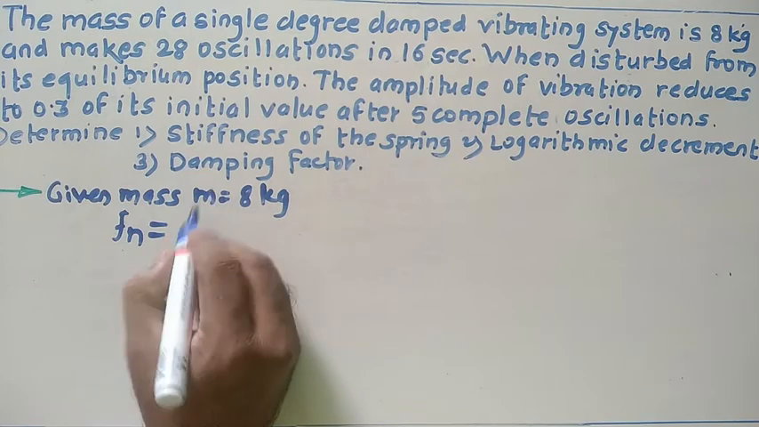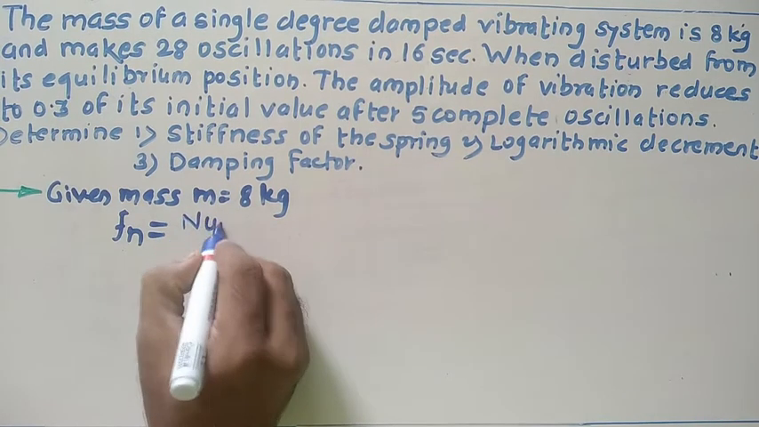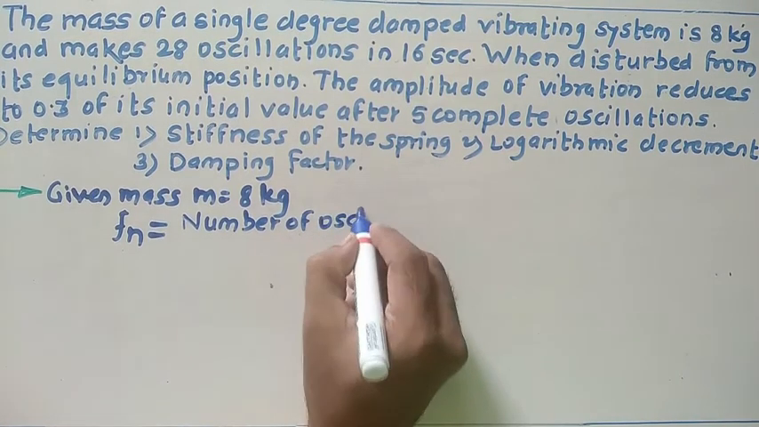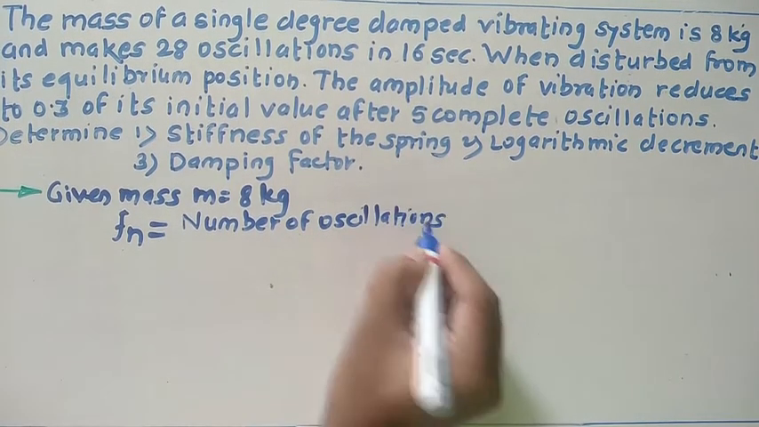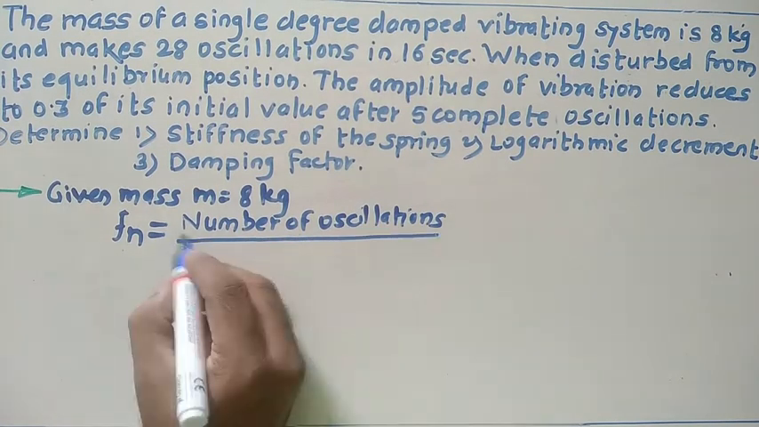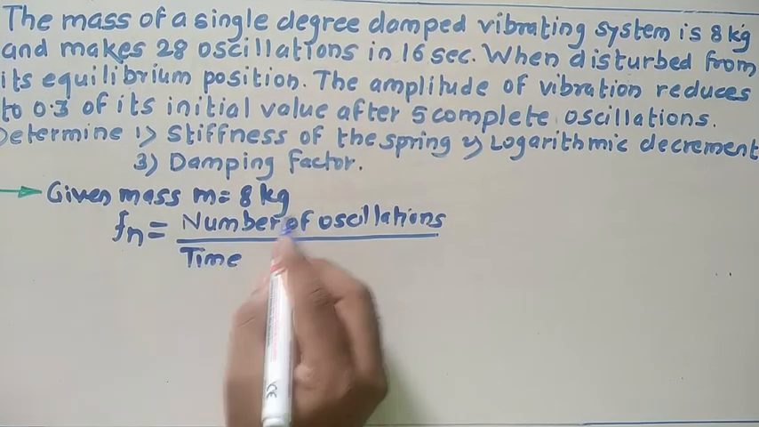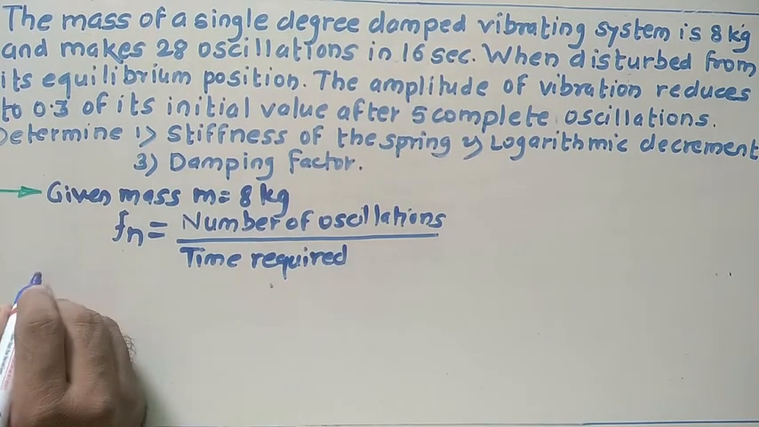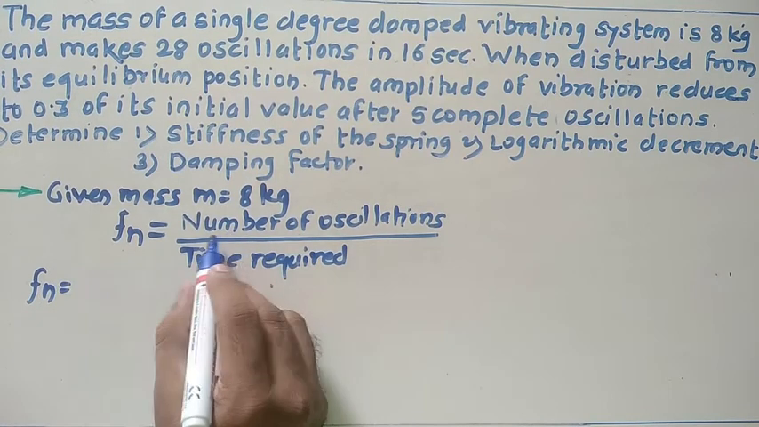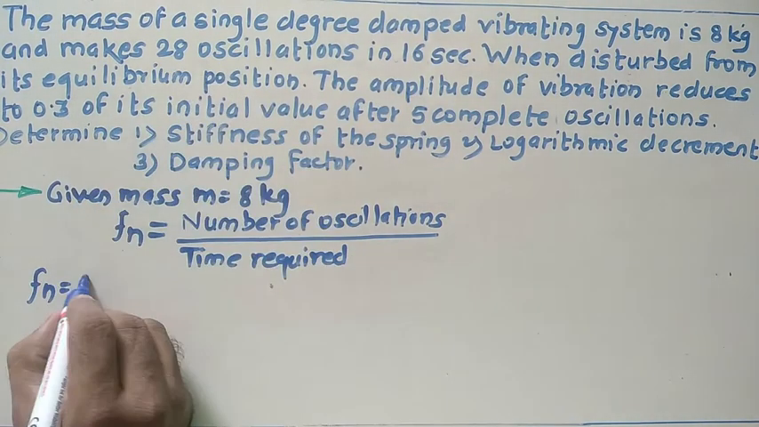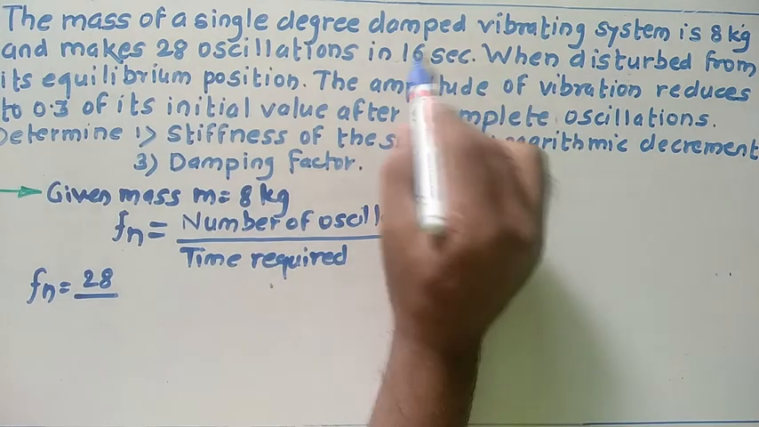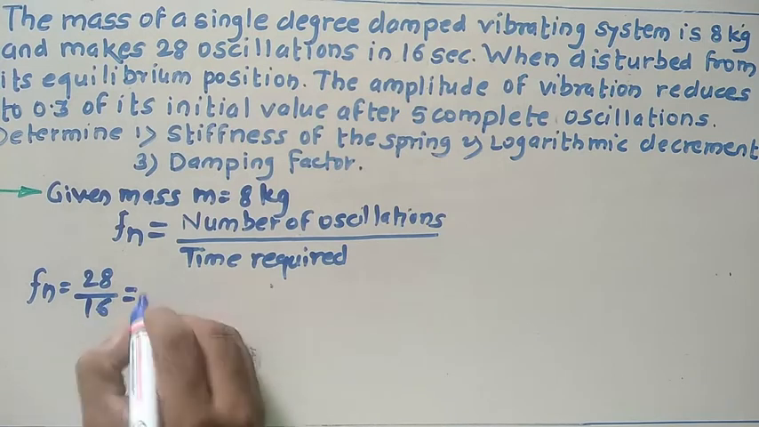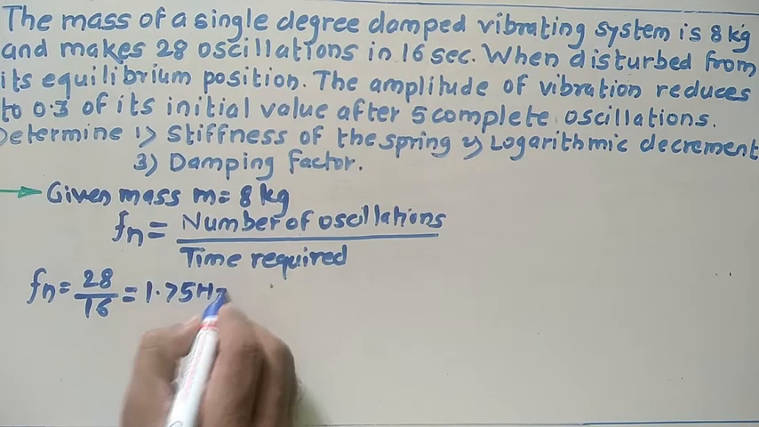28 oscillations. So the formula for this one: Fn equals the number of oscillations to the time required for the same. So 28 oscillations with us, and the time required to complete the same is 16 seconds. If you do the calculation, you can get 1.75 hertz.